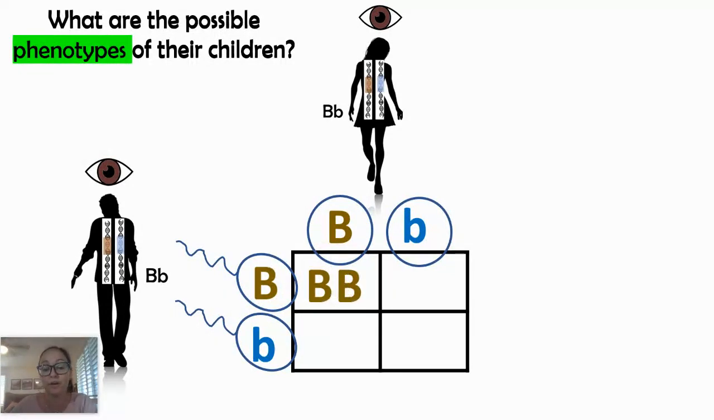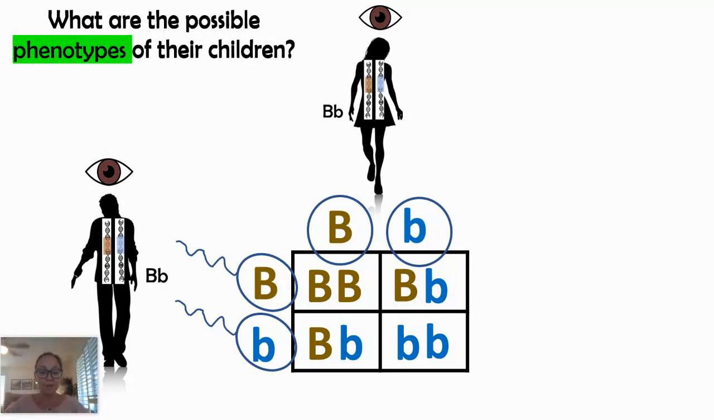So the first offspring could inherit a dominant allele from both parents. The second possibility could be a dominant allele from the mother, but a recessive allele from the father. A third possibility could be a dominant allele from the father, but a recessive allele from the mother. And a fourth possibility could be a recessive allele from the father and a recessive allele from the mother.